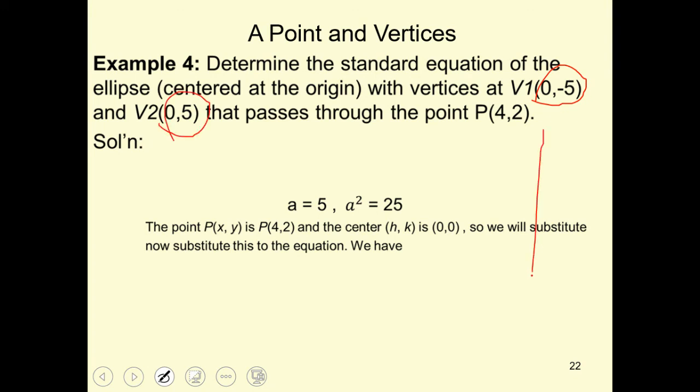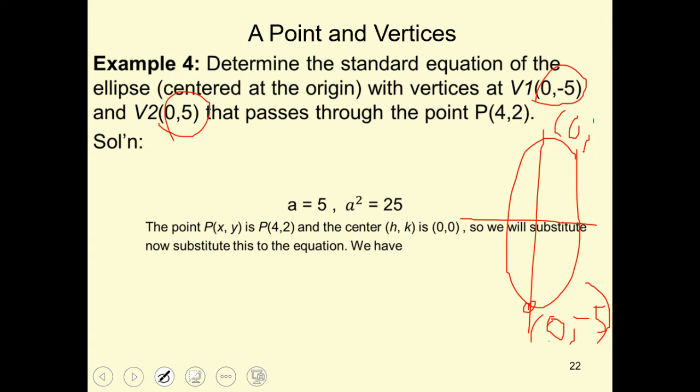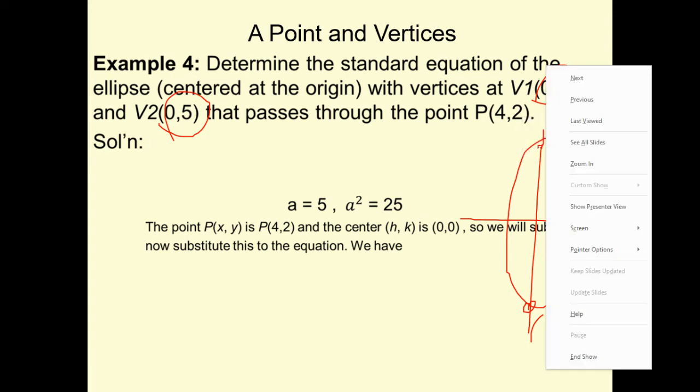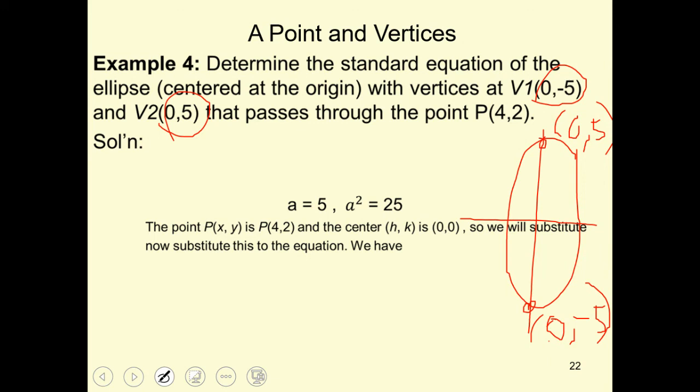So let me draw. Their vertices are 0 and negative 5, like this, 0 and negative 5, and 0 and 5. These are the vertices, and the ellipse passes through the point 4 and 2. So the point is 4 and 2.